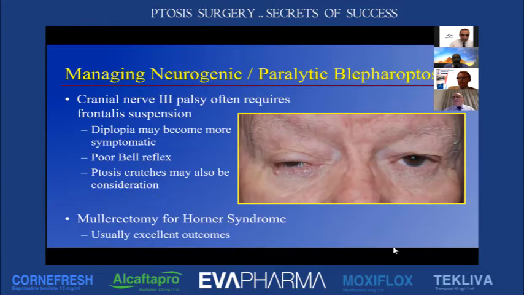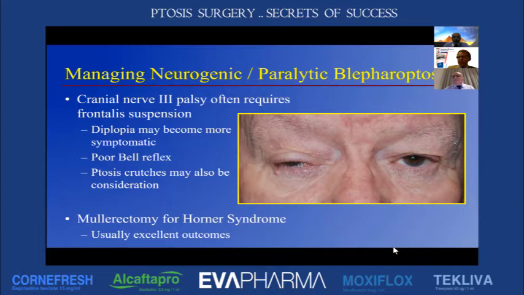So how do we manage patients who have paralytic ptosis, or what are some considerations you should have? If the third nerve is not functioning, you are pretty much left with a frontalis suspension, because you need to recruit a different muscle innervated by a different nerve to elevate the eyelid. A special consideration is that patients with third nerve palsies often also have strabismus and diplopia because of the ocular misalignment. So elevating the eyelid can make that diplopia much more symptomatic for patients.